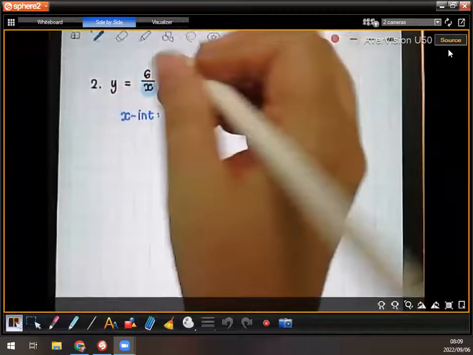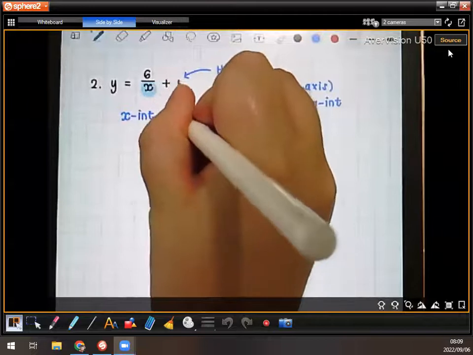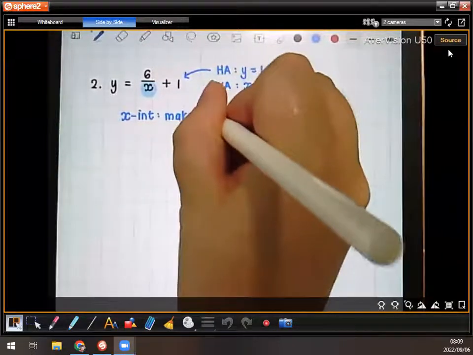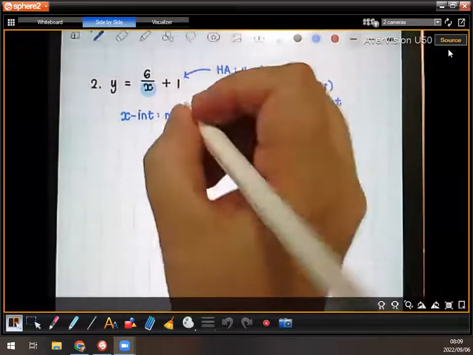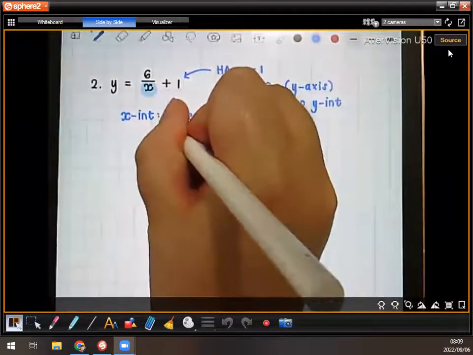Just like with all the other graphs, to find an x-intercept, we have to make y equal to 0. I want you guys to solve that equation on your own quickly, please. You take the equation of the graph and you make that equal to 0.